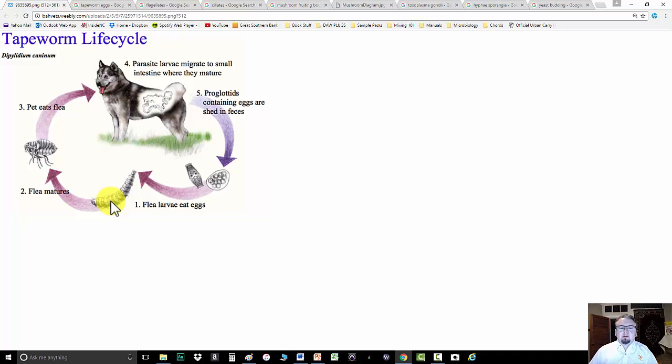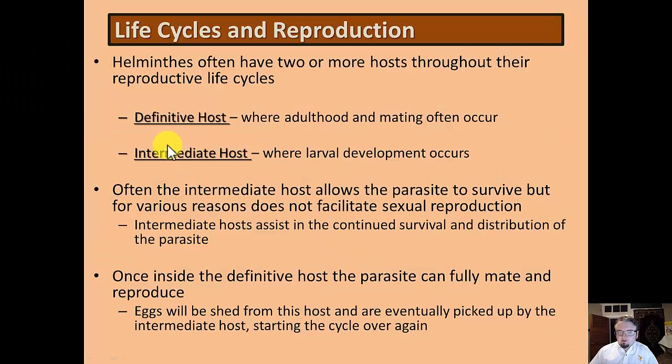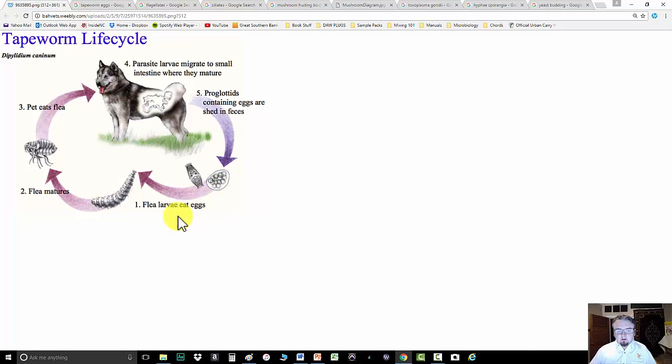which I know sounds totally unbelievable. But this is where we come back to what I said earlier about the intermediate and the definitive host. The definitive host is the animal which is shedding the egg. In our example here, it's the dog. The dog is shedding the eggs, and the intermediate host is the flea, which is picking up the eggs during its larval stage. The flea larvae and the tapeworm develop simultaneously, and as the flea goes on to develop into an adult flea, the tapeworm develops further inside that flea gut.